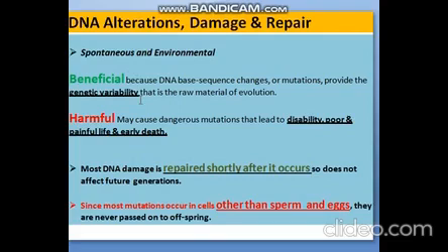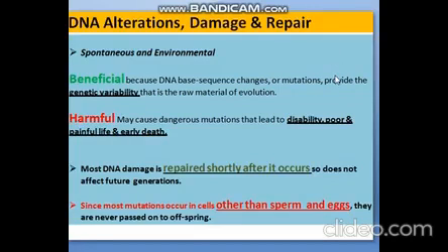What kind of benefits can we have from DNA alterations? When there are mutations in the DNA sequence, they provide genetic variability and survival of the fittest, right? We have heard about this.